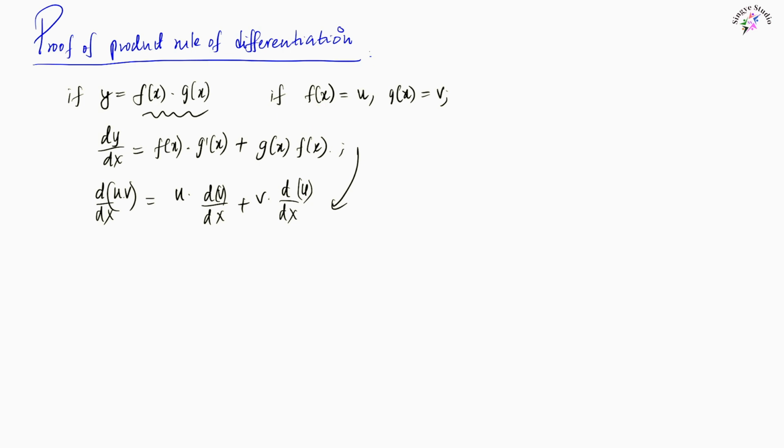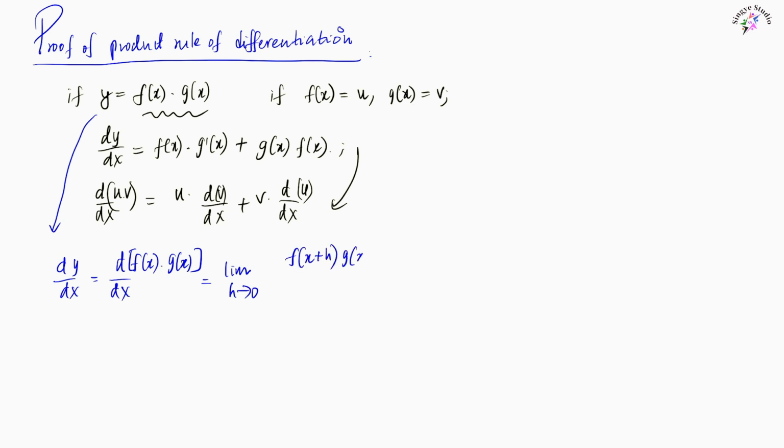Okay, now we can see this as dy upon dx is just d upon dx of f of x times g of x, which can be written as the limit h approaches 0 of f of x plus h times g of x plus h minus f of x times g of x, divided by h, okay? So this is the limit definition.